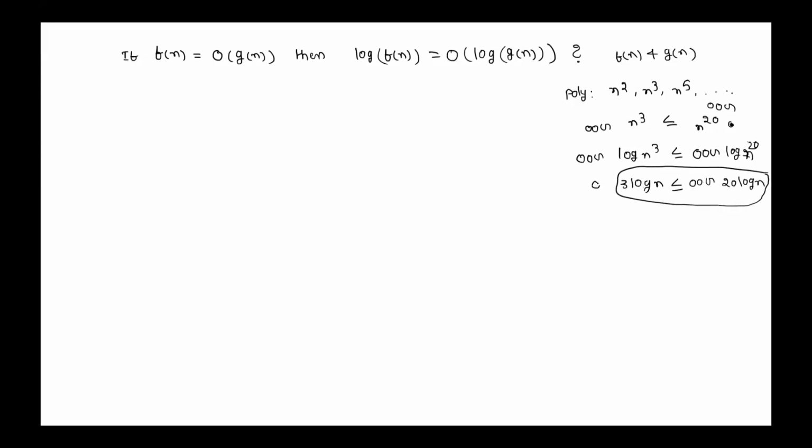Is the order of growth of this less than or equal to the order of growth of this or not? Is there any mistake here? Any polynomial you take... Sir, what if g(n) is equal to 2 raised to power n? Then how will you go?